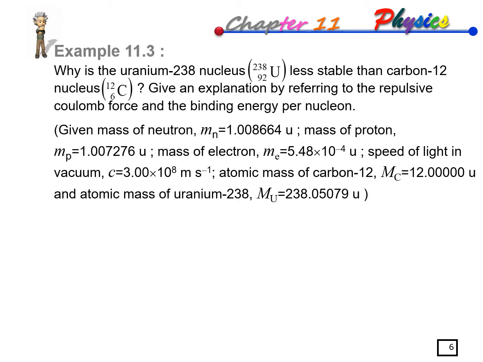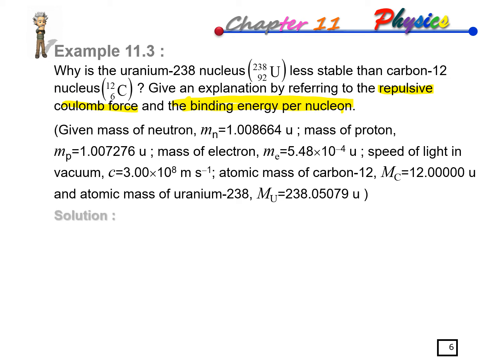Okay, so for example 11.3: why is the uranium-238 nucleus less stable than carbon-12? Give an explanation by referring to the repulsive Coulomb force and the binding energy. So they wanted two answers, the repulsive Coulomb force and the binding energy per nucleon. All the constant values are given down here, so you can go through that.